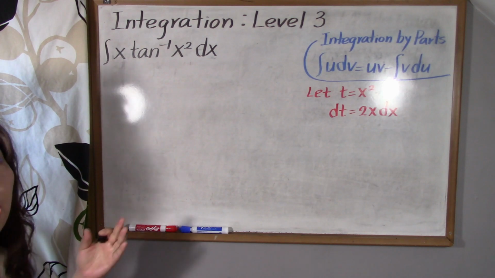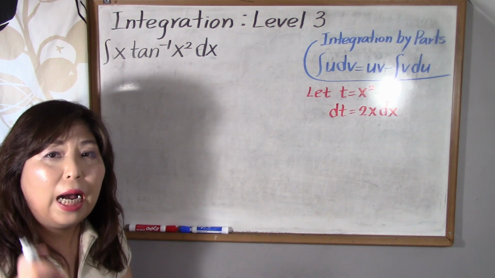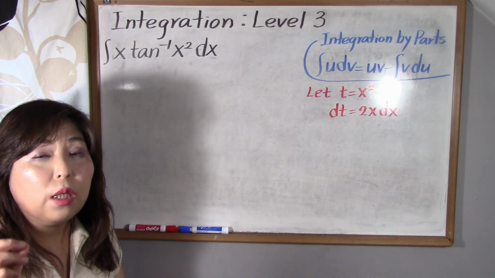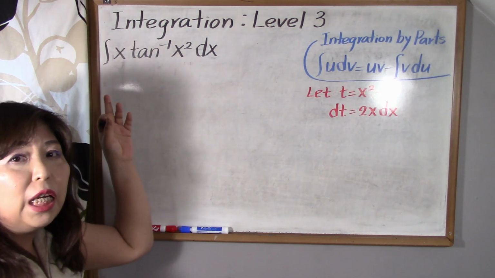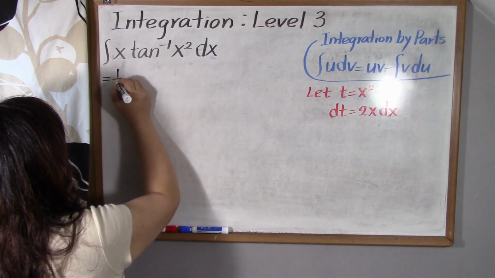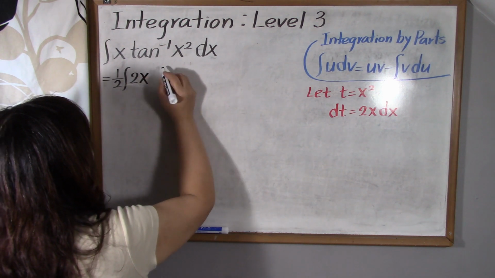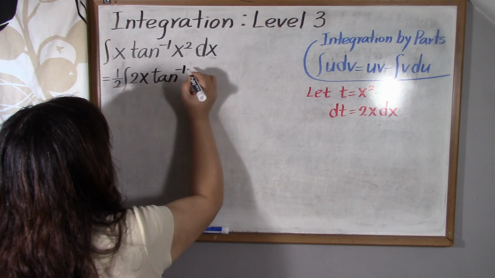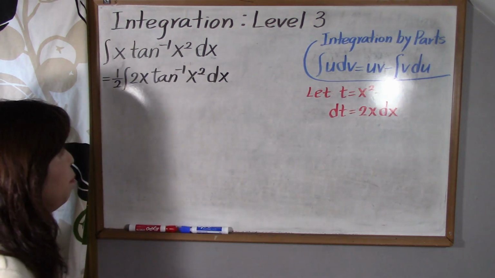So how? We're going to multiply by 2 and 1/2. 2 times 1/2 is 1. So 1 is the identity number, and we're not going to change the value of the expression. So let's do: it is equal to 1/2 integral of 2x times inverse tangent of x squared dx.